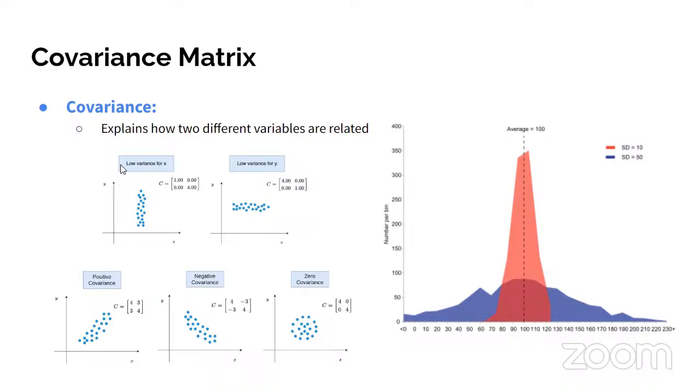Here, if x has low variance, here is x, here is y. See how the spread is here. It's not spread out much across x, but it is spread out across y. If variance is low for y, the data is spread out like this. There's not much variance in y, but x has a lot of variance.